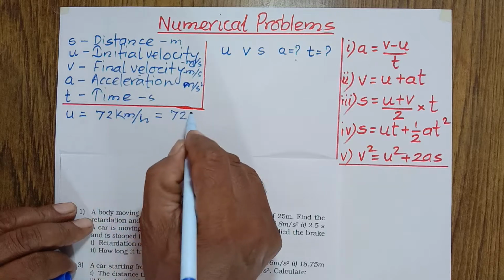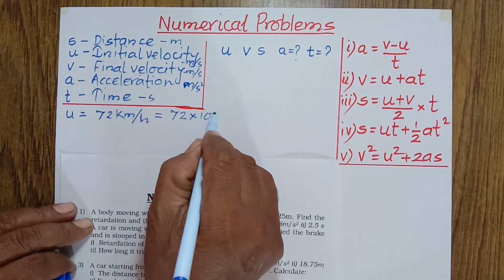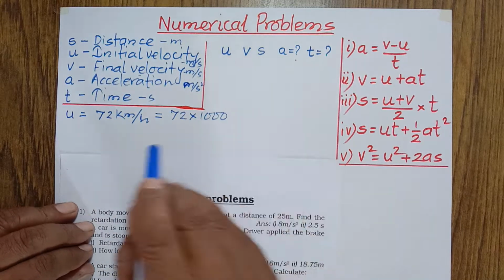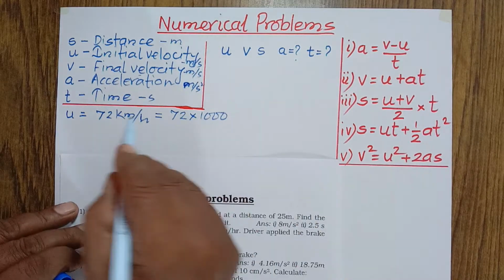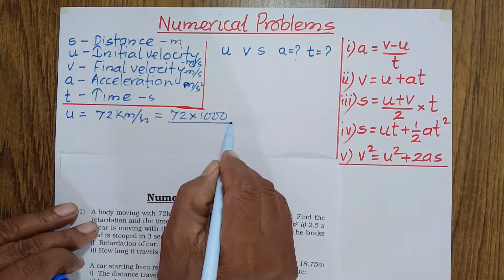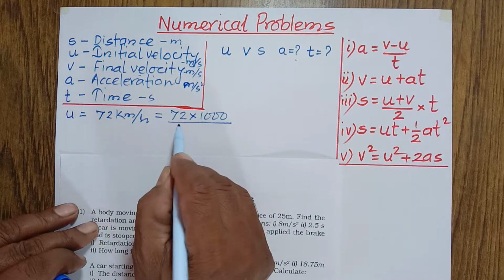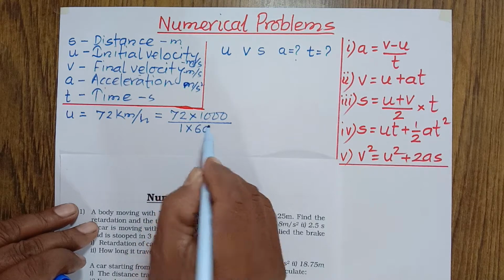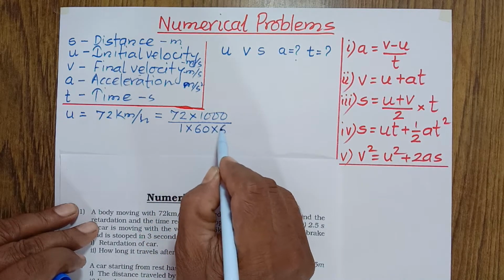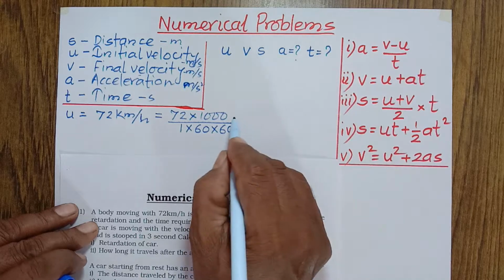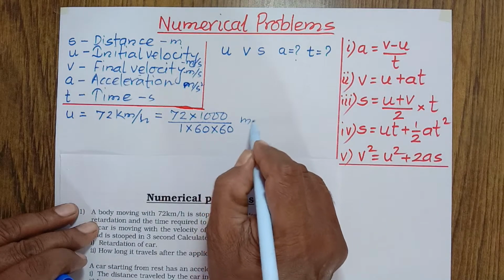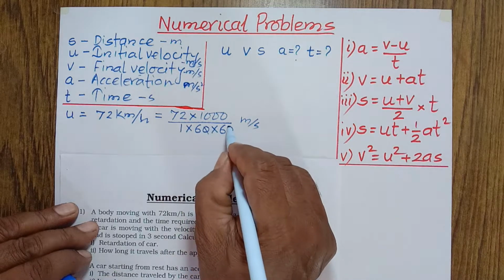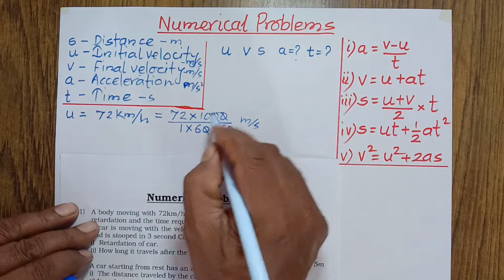72 kilometer can be converted into meter by multiplying it with 1000, because 1 kilometer contains 1000 meter. And in the denominator we have hour, and nothing is there. It means 1 hour. 1, if multiplied with 60, then it comes in minute, and if multiplied with again 60, then it comes in second. Now we can write meter per second in place of kilometer per hour. Now 0 and this 0, two zeros are cancelled here.